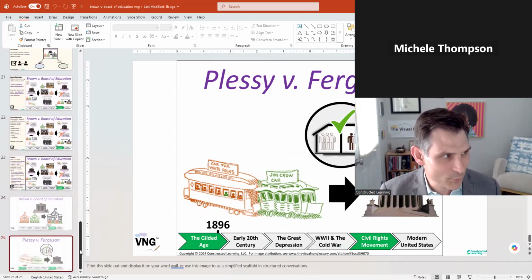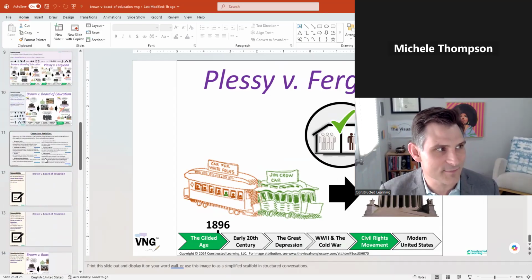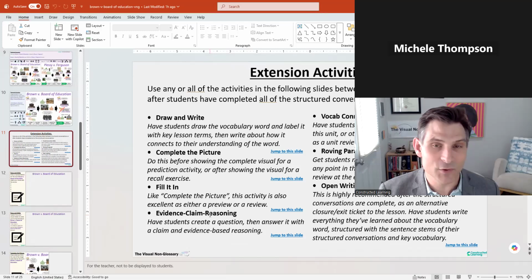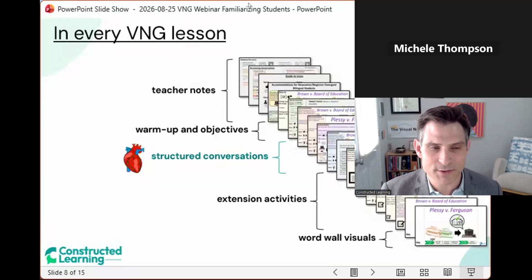So that's the word wall visuals. Then there's lots of different extension activities, and these can be done before, during, after a lesson, at the end of the unit, as a review. Really, they can be used in a lot of different ways. But what I really try to emphasize with VNG lessons is that we're really trying to focus on structured conversations. So let's let the structured conversations be what I call the heart of the lesson.